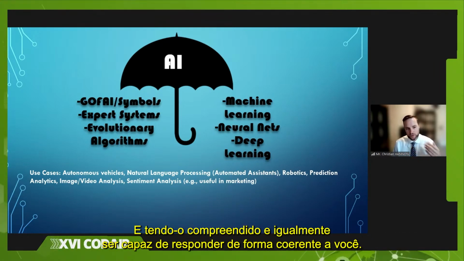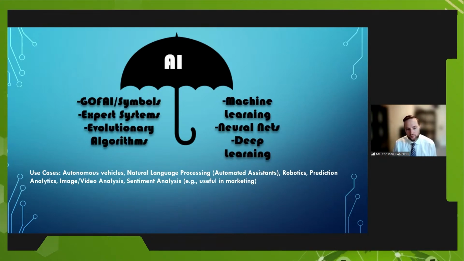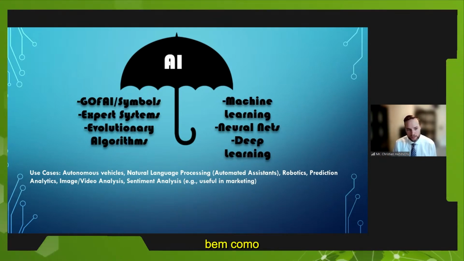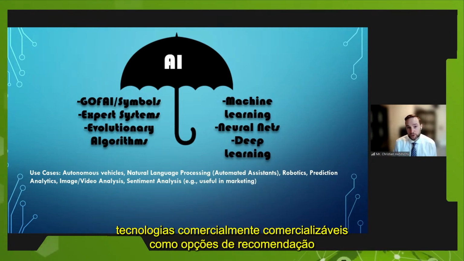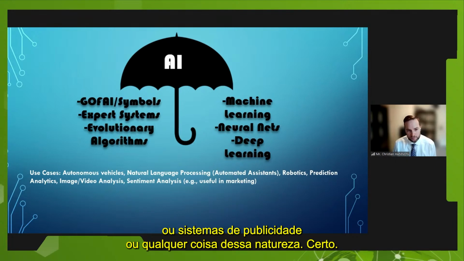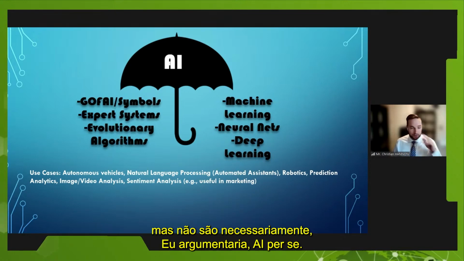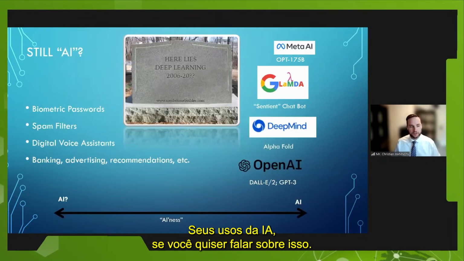Having it understand you and equally being able to respond coherently to you. We've seen a lot of advances in robotics that are based on AI, as well as a lot of commercially marketable technologies like recommendations or advertising systems or anything of that nature, right? So those things are all probably based on some AI type algorithm, but they're not necessarily, I would argue, AI per se. They're uses of AI, if you want to speak of it.